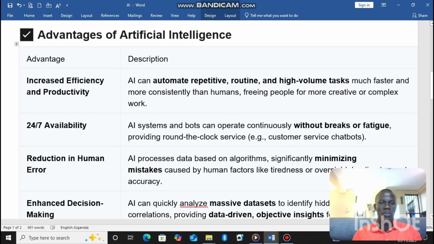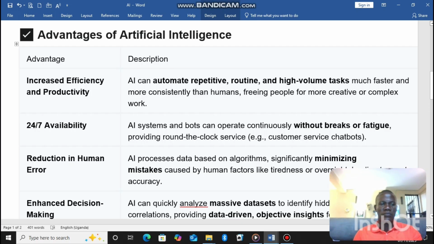Now I have sorted here, as you can see, advantages and descriptions. In the first place, with the use of artificial intelligence, it can increase efficiency and productivity. AI can automate repetitive routines and high-volume tasks much faster and more consistently than humans, freeing people for more creative or complex work. So you find there's nothing like creativity, and as I said, it will also improve and work on the aspect of time. You find that it can move faster.